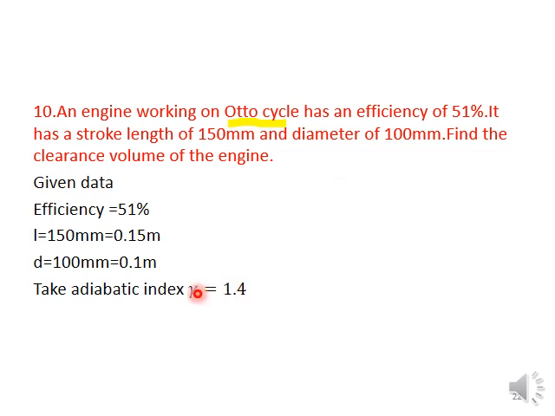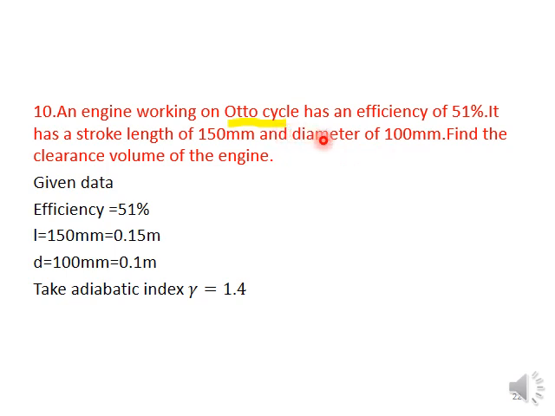And I am taking the adiabatic index as 1.4. So, using the efficiency, first we can calculate the compression ratio. After calculating the compression ratio, we can use the compression ratio R is equal to Vc plus Vs by Vc. Why we are using that formula? Because here they gave the length of the stroke and the diameter. So the L value and the D value are given.